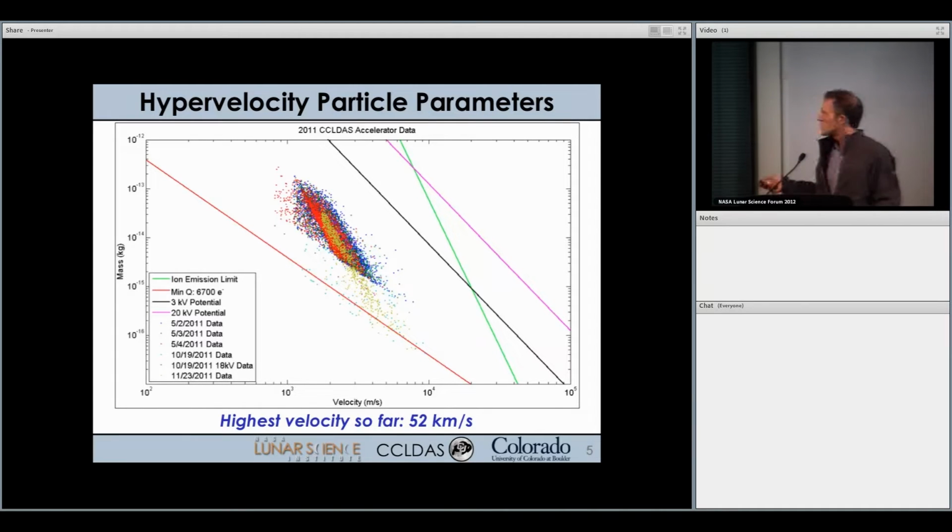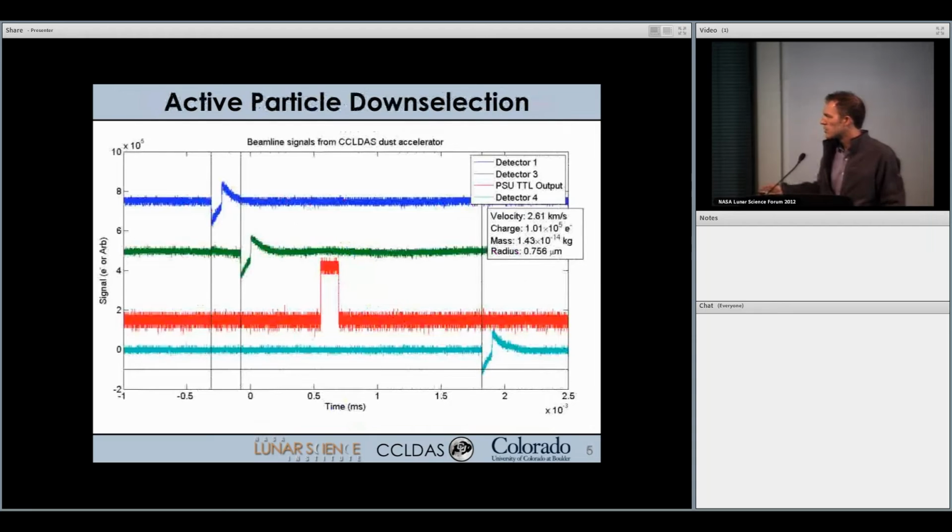So here's the slide of the distribution from a little bit earlier on. You can see the numbers along the bottom are a little bit small, but the velocities that we're reaching are up to 52 kilometers per second. In fact, in recent experiments we may have had a couple even faster than that. Generally, we have a lot of particles in the 5 to 10 kilometers per second range, fewer above 10 kilometers per second, but these days we're reliably getting lots of particles in the 10, 20, 30, 40 kilometer per second range.